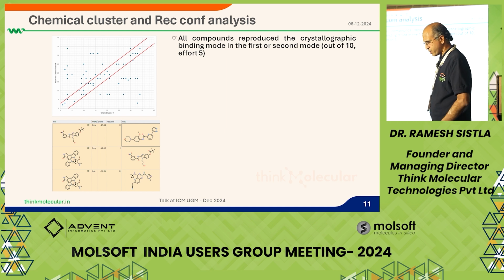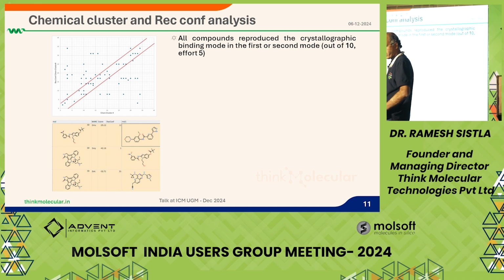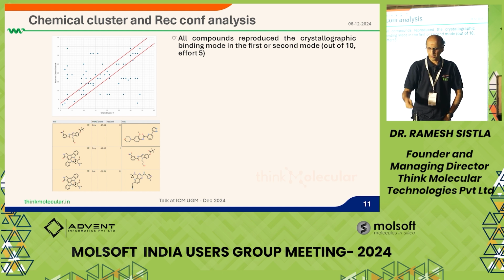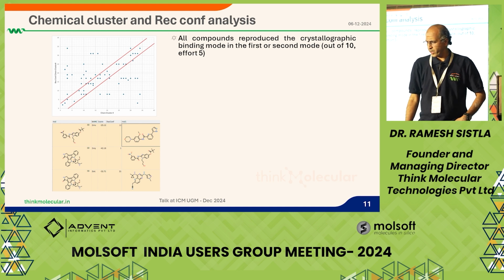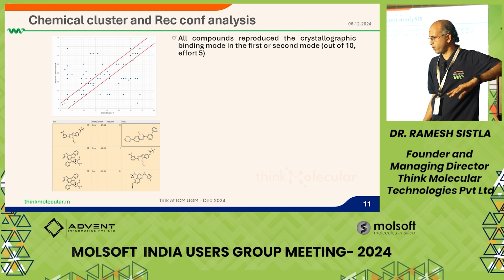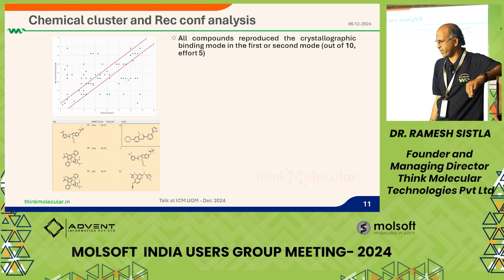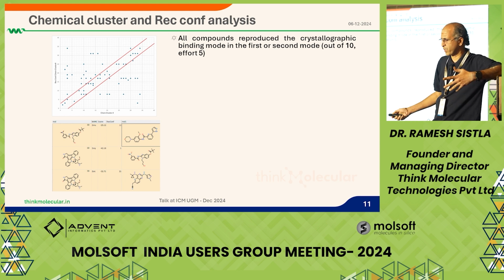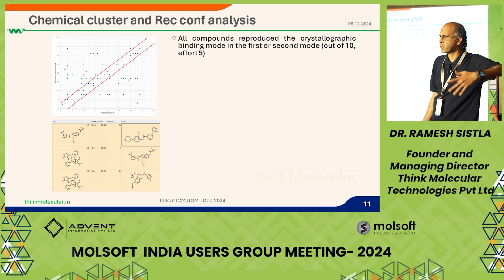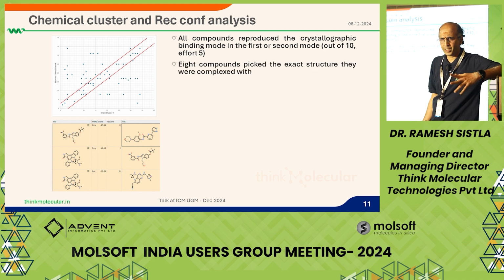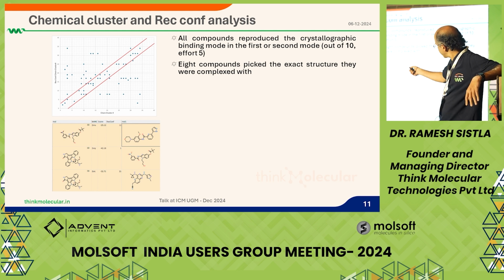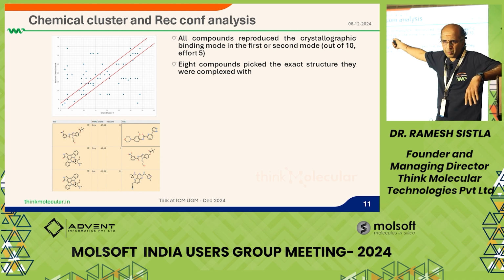So I will summarize this particular effort on IRAK4, where all the compounds reproduce the crystallographic binding modes in the first or the second mode, although I asked for 10. Only in the first or the second mode we could actually get the crystallographic binding modes, or close to that. Eight compounds picked the exact structure they were complexed with, which means they lie exactly on the diagonal on that particular plot.